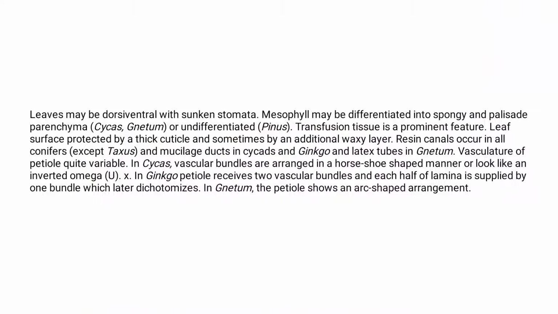Next, if you look at the internal anatomy of the leaves, one of the important characters present in gymnosperm leaves is that they have sunken stomata. What do you mean by sunken stomata? The stomata is not very well developed. In most angiosperms, the stomata are very well developed. But in gymnosperms, the stomata is sunken, or it is not very well developed. It is poorly developed stomata.